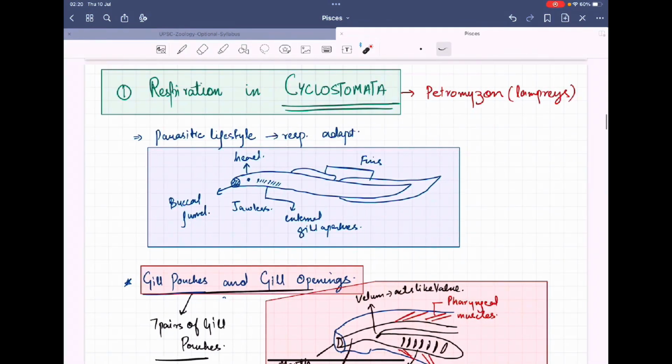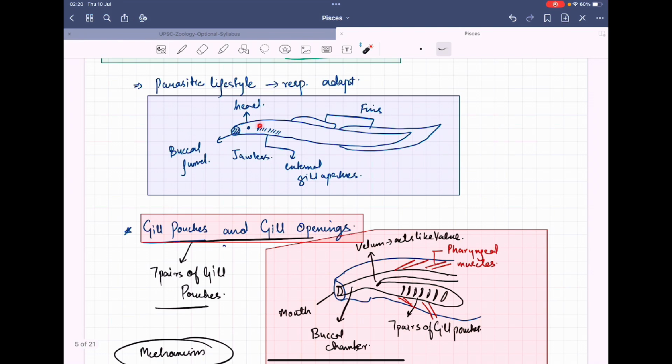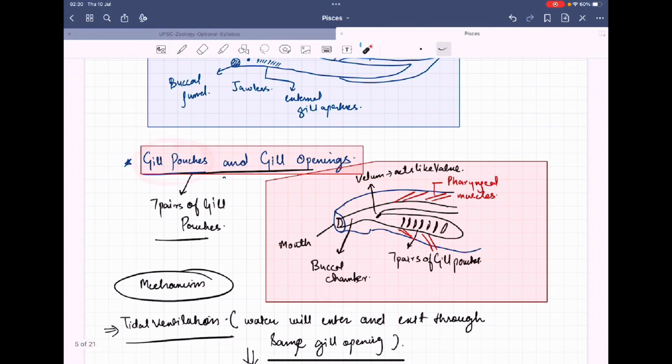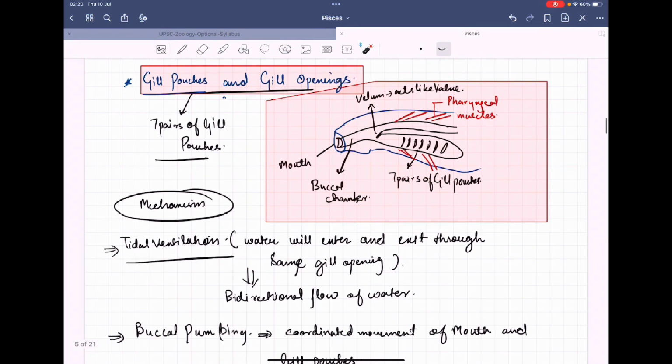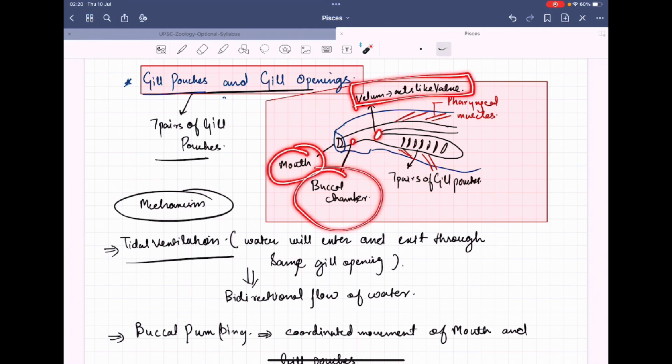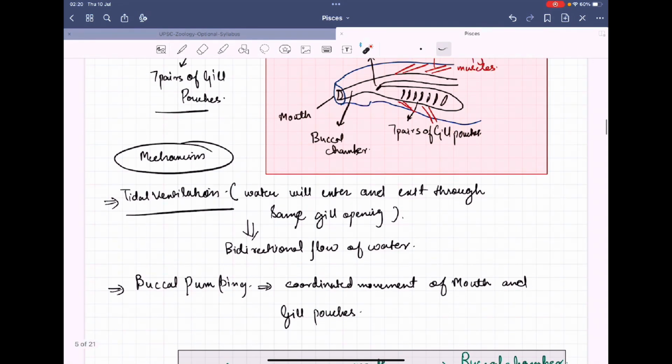So talking about the respiration, first we will see the respiration in cyclostomata, for example Petromyzon or the lampreys. They mostly have a parasitic lifestyle. The general body structure of the lampreys is this way, and these are the external gill apertures. So they have gill pouches inside them, and there are gill openings. There are about 7 pairs of gill pouches. Then there is this buccal chamber. This is the mouth. This is the velum, which acts like a valve, and there are pharyngeal muscles.